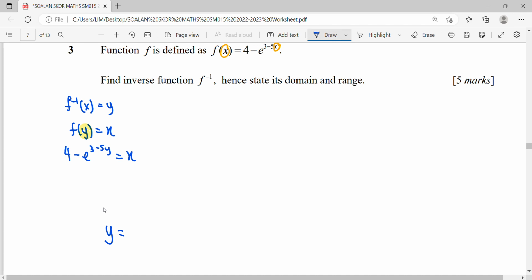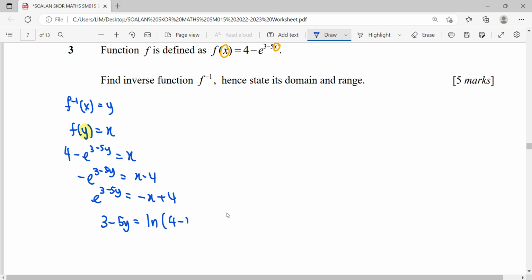Okay, so how to simplify this? We move the 4 to the right hand side. Then we move the negative, multiply with negative. When you move to the right hand side, divide by negative. Then we move your e. When you move e to the right hand side, we are going to log it, because this is an indices, so you have to log it. So log e becomes ln. I rearrange 4, I write in the front 4 minus x.